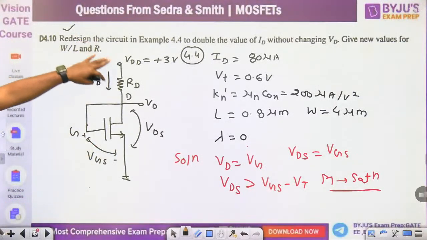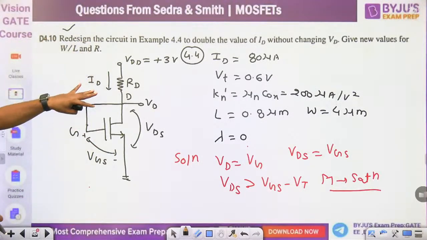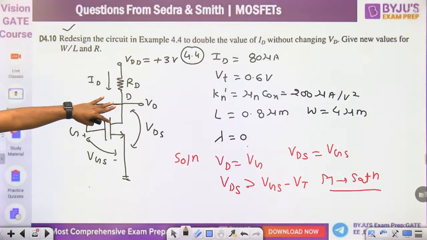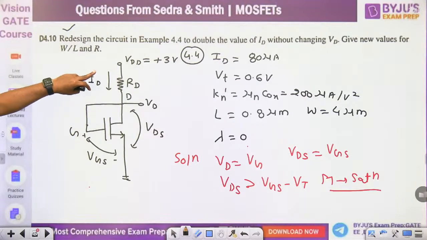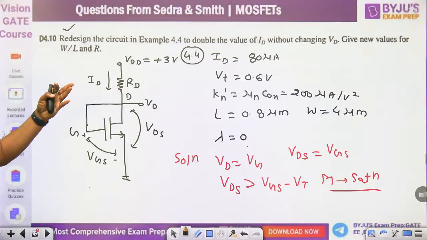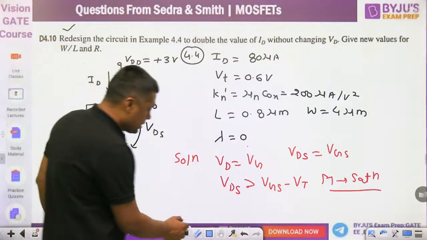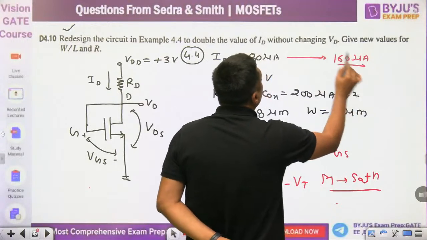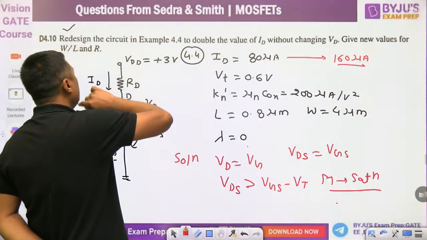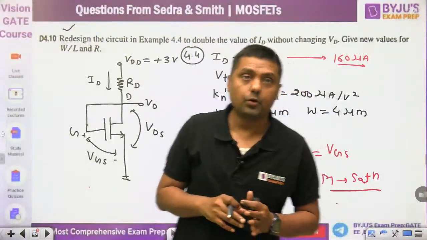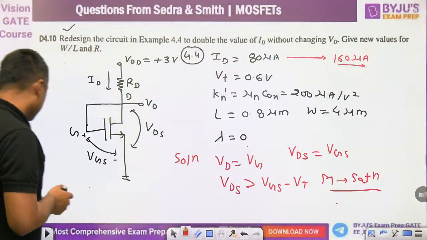Now, what is given? Redesign the circuit. In the example, redesign the same circuit to double the value of ID without changing the VD. Means VD is fixed at 1 volt. ID you want double. 80 microampere, double means what? 160 microampere. According to the new question, VD will remain 1 volt. Give the new value of R and W by L ratio. W by L, aspect ratio. That is very, very important. We can change the aspect ratio. Then what is the answer here?